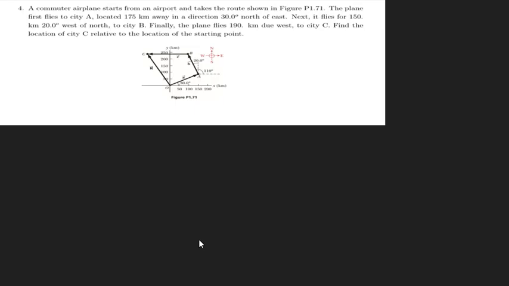The question reads: a commuter airplane starts from an airport and takes the route shown in figure P17.1. The plane first flies to city A, which is located 175 kilometers away in a direction 30 degrees north of east. Next, it flies for 150 kilometers west of north to city B. Finally, the plane flies 190 kilometers to the west to city C. Find the location of city C relative to the starting point.